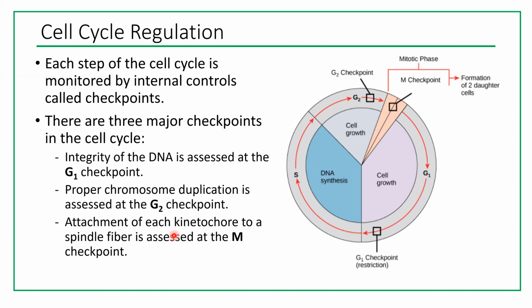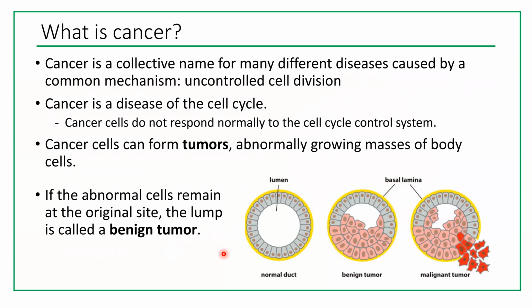What it says here, if each kinetochore attached correctly, we didn't cover the mitosis yet. So just now remember that M checkpoint is checking if everything is going right during this division process, right? So now what is cancer? Cancer is collective name for many different diseases caused by a common mechanism, uncontrolled cell division.